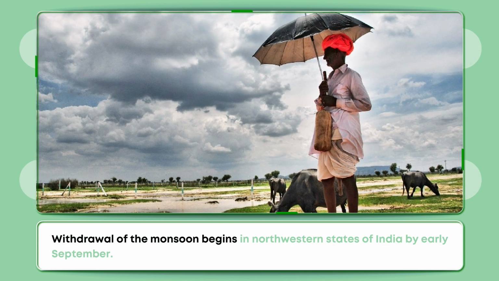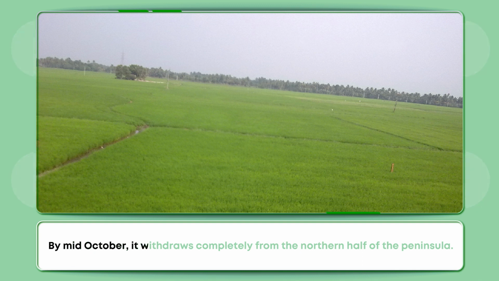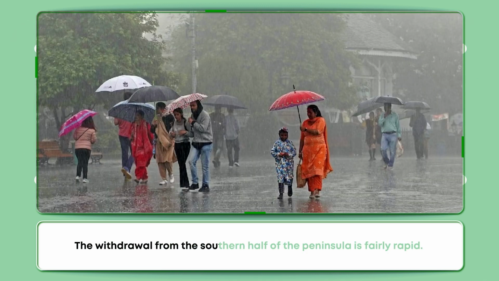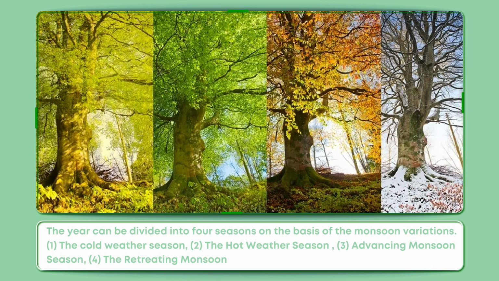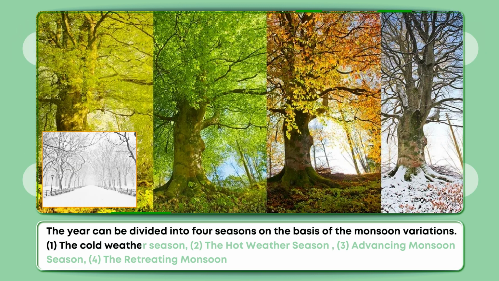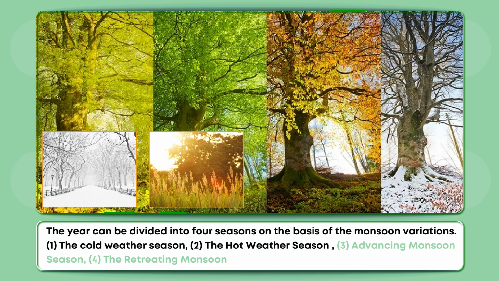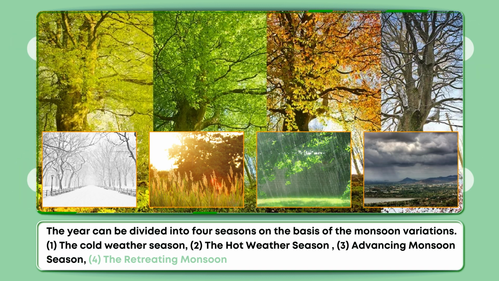Withdrawal of the monsoon begins in northwestern states of India by early September. By mid-October, it withdraws completely from the northern half of the peninsula. The withdrawal from the southern half of the peninsula is fairly rapid. The year can be divided into 4 seasons on the basis of the monsoon variations: 1. The cold weather season, 2. The hot weather season, 3. Advancing monsoon season, 4. The retreating monsoon.